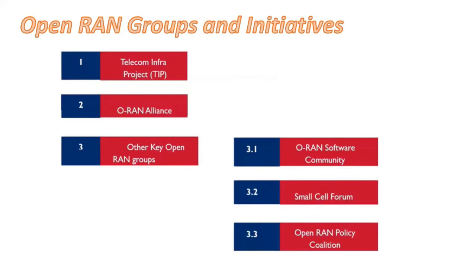Okay, so Open RAN groups and initiatives. So let's start with the Telecom Infra Project, or TIP, right? So we'll discuss various things here. We'll talk about TIP, which is the Telecom Infra Project. Then we have the ORAN Alliance. Then we have other key Open RAN groups. In that we have three parts. One is the ORAN Software Community. Then we have the Small Cell Forum, and then we have the Open RAN Policy Coalition.